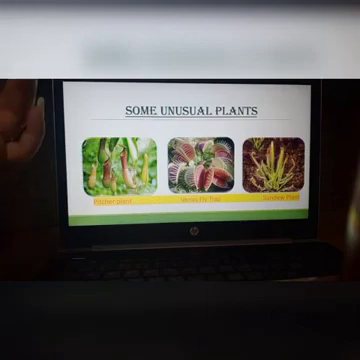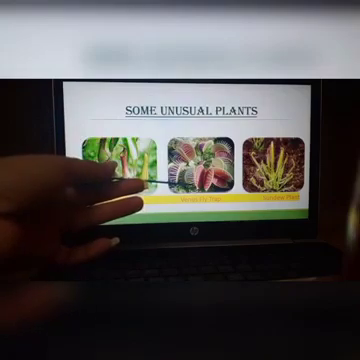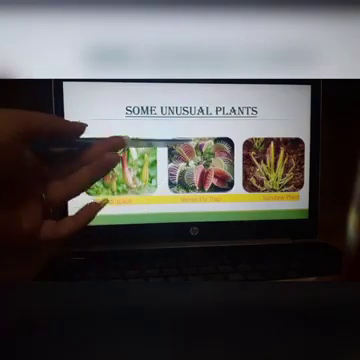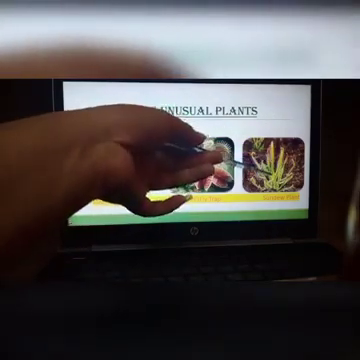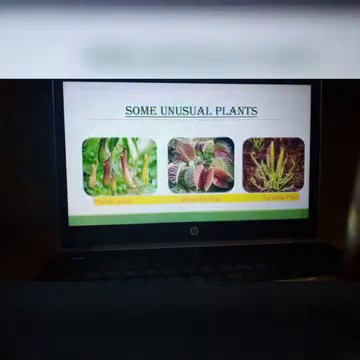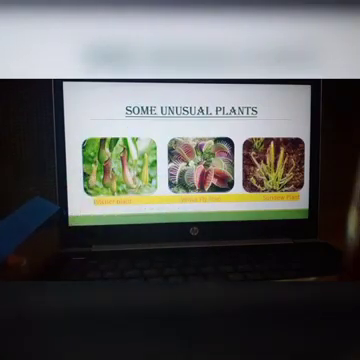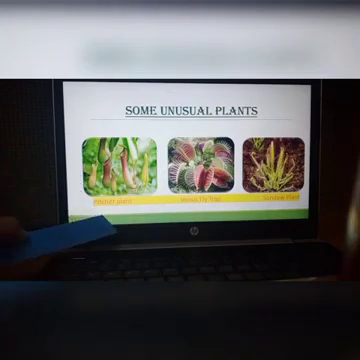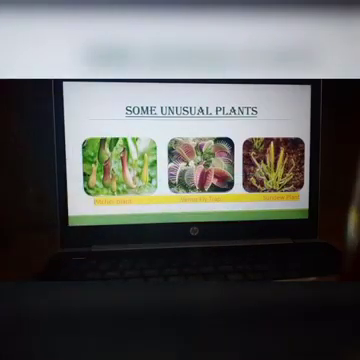Just imagine a rose plant around you and now look at this image. Are they similar to each other? No. Just imagine another plant from your garden and now look at this image. Are these images similar? No, because they are unusual plants. Unusual means strange plants. They are very different from regular plants, and these plants are also called insectivorous plants. This is an image of a pitcher plant, this is a Venus flytrap, and this is a sundew plant.